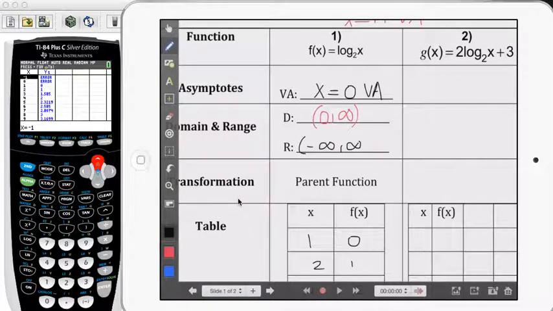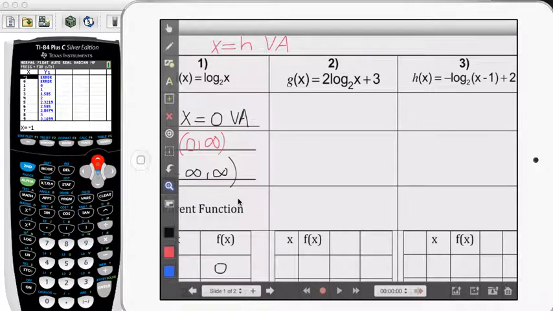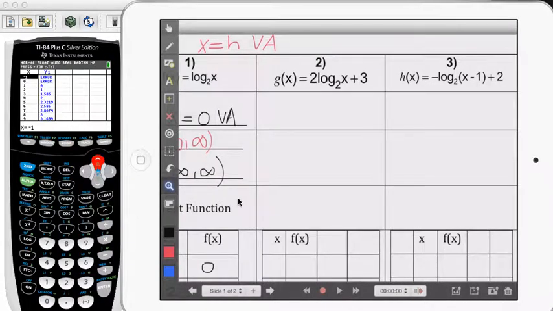Now let's move on to a transformed form, which is 2 log base 2 of x plus 3. Now again, in this problem, I do not have an h. I don't have parentheses. So the h is going to be 0. So my asymptote is going to be x equals 0, your vertical asymptote. The 3, though, is your k. So keep in mind that k is equal to 3. I'm going to write it over here.